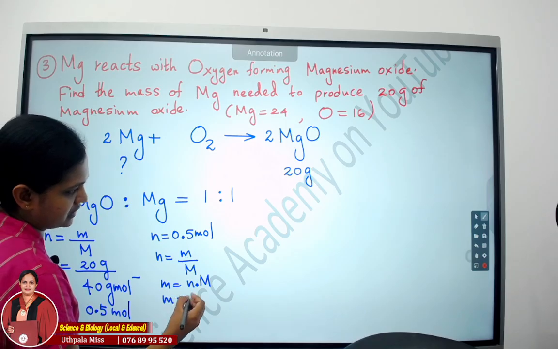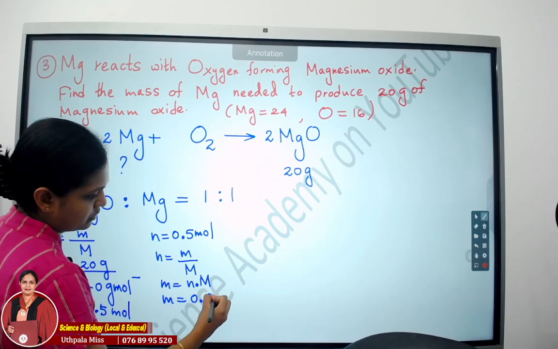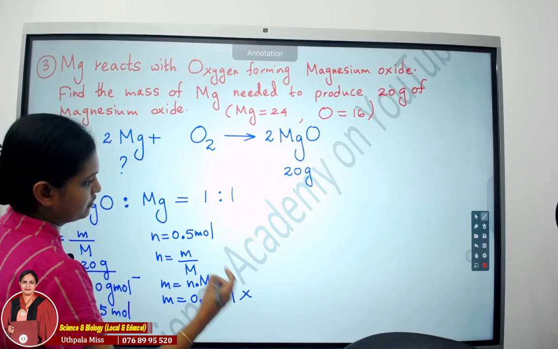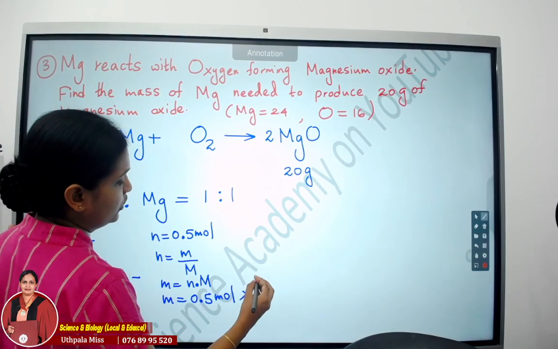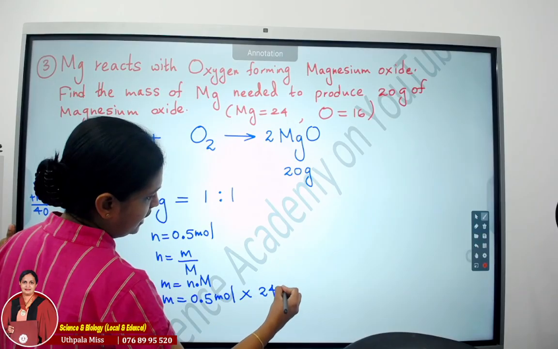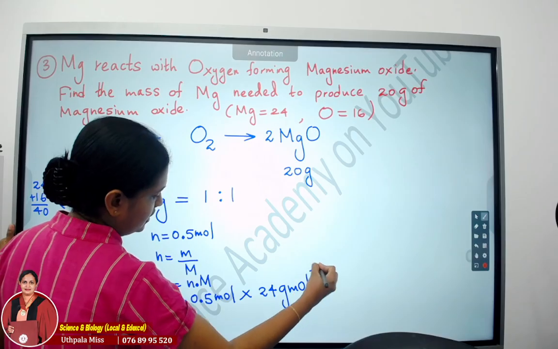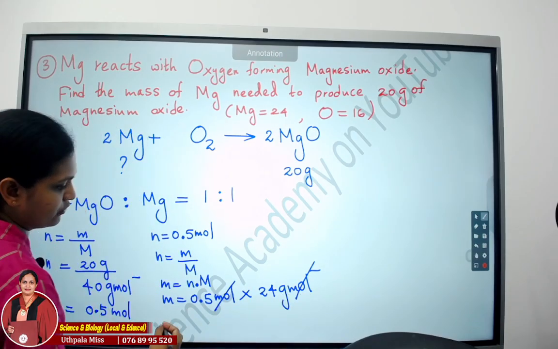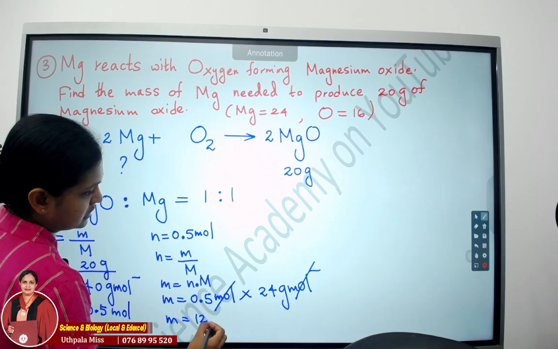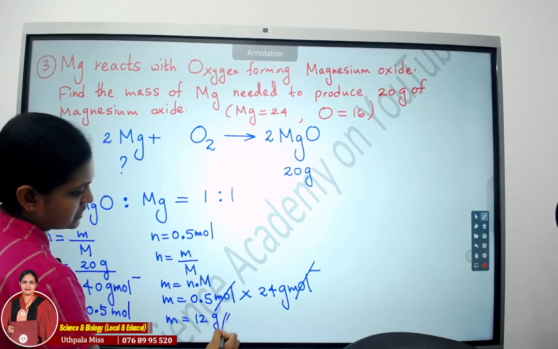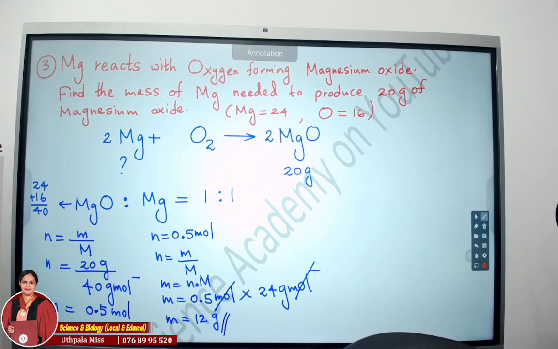Mass equals number of moles, 0.5 moles, multiplied by the molar mass of magnesium. Magnesium is an atom, an element. It is 24 relative atomic mass. We take it in grams, 24 grams per mole. 24 into 0.5, the mass of magnesium that should be reacted is 12 grams. Hands up those who got the answer. 12 grams.